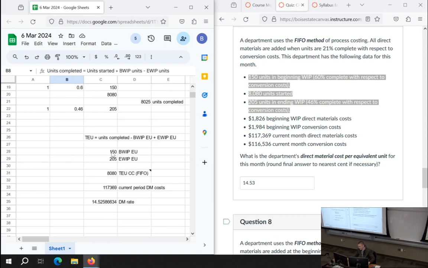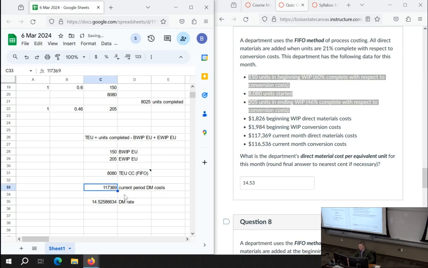I went over that in class yesterday. I tried to write it out on the board. But that's the rule in the end, is if they're both 100% complete in FIFO, like right here and here, then TEU equals units started. I said it wrong. Let me go back. When they're 100% complete, it's equal to units started. And when they're 0% complete, it's equal to units completed. Just under FIFO because of the way all this plays out.